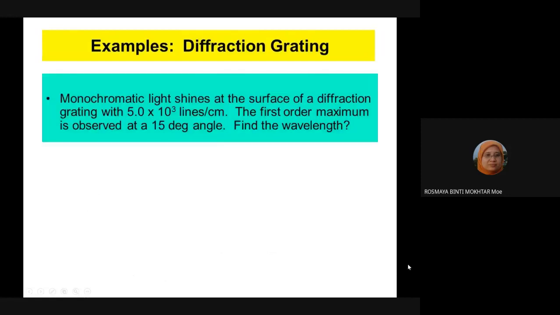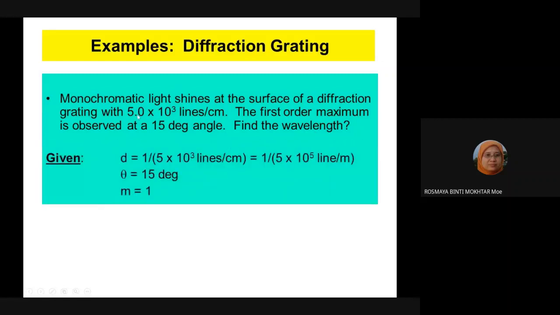Okay, next, second example. Monochromatic light shines at the surface of a diffraction grating with 5.0 times 10 to the power of 3 lines per centimeter. So the first order maximum is observed at a 15 degrees angle. So find the wavelength. So this question wants to find wavelength. Given that d is 1 per 5 times 10 to the power of 3, to determine the d, the separation between the two slits, and then theta is given, 15 degrees.